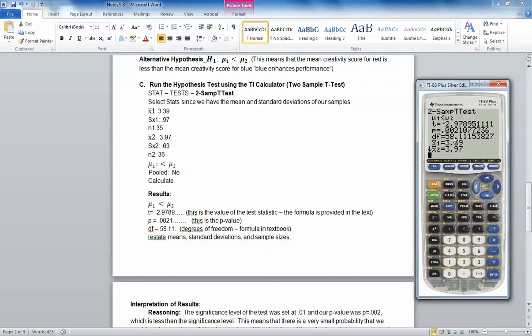Degrees of freedom are in here. Again, there's a formula for that. We don't need the formulas. And then all of the statistics are restated. So the 1 thing that we really need is the p-value and the test statistic, because you'll be asked for that sometimes. All right, so our interpretation.